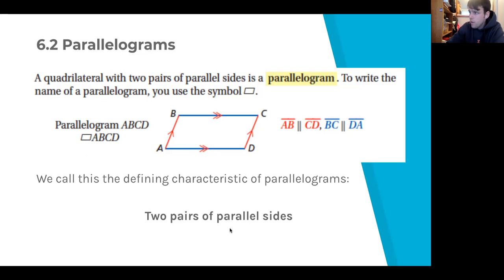Technically, this is a property that does lead us to some different things. Anytime we have parallel lines, we need to be looking for things like alternate interior angles or same side interior angles, or all those different things that we learned about in chapter 3. But yeah, this is the defining characteristic. So anytime you're trying to demonstrate to someone that you have a parallelogram, this is what you're going to try to show. It's also a property.